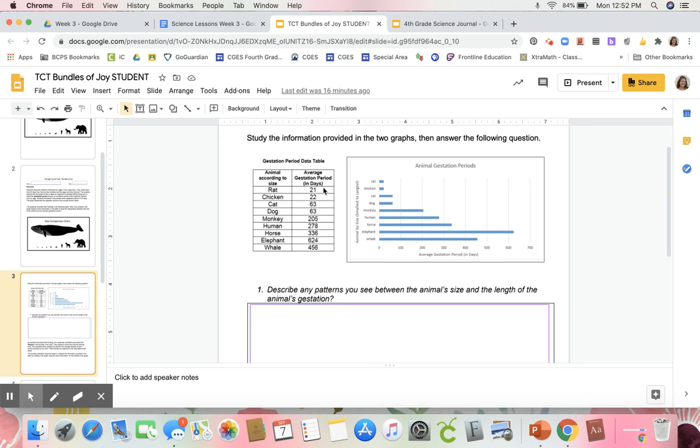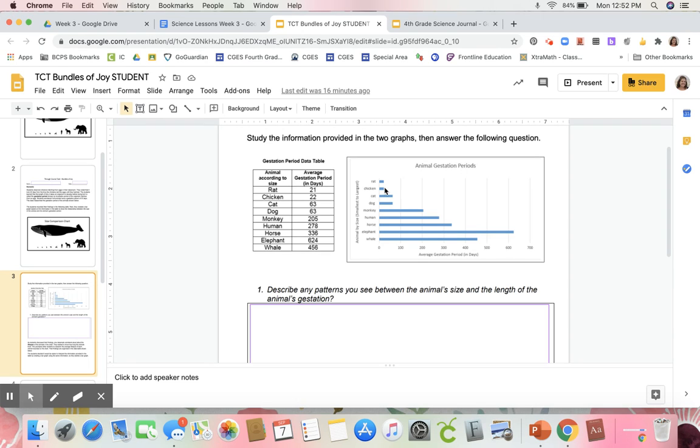So for a rat, the average gestation period is 21 days. A chicken is 22. Cat, 63. Dog, 63 days. A monkey is 205. A human is 278 days. A horse is 336 days. An elephant is 624 days. And then it says a whale is 456 days. And then they took this data and they put it in this bar graph.